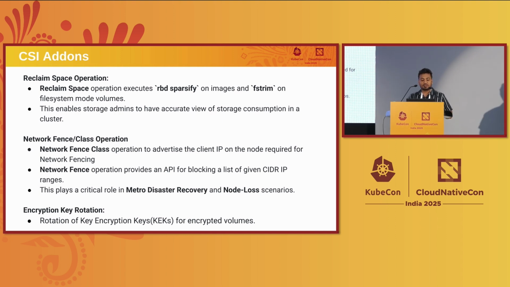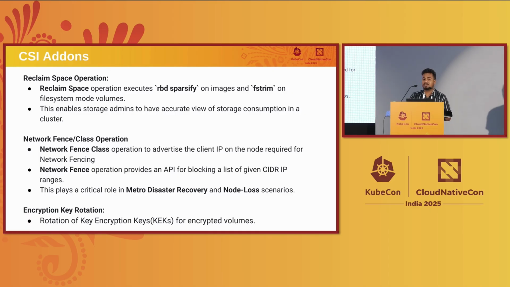The reclaim space operation executes RBD sparsify or fstrim on images that are mounted as a file system, which helps the user get the actual consumption of the data on the cluster, because sometimes the data is cleared out but chunks from the older data are left, which might still show up in the consumption rate.